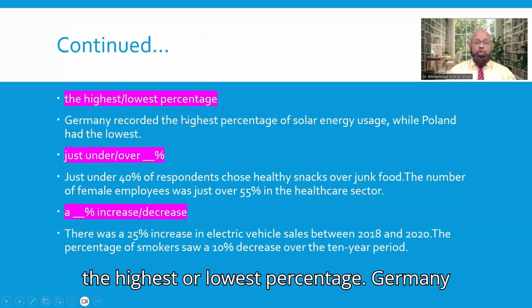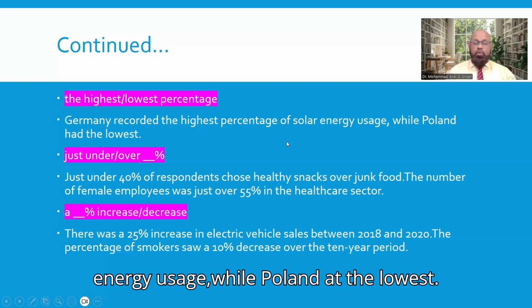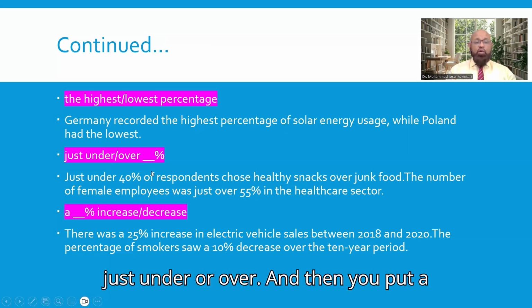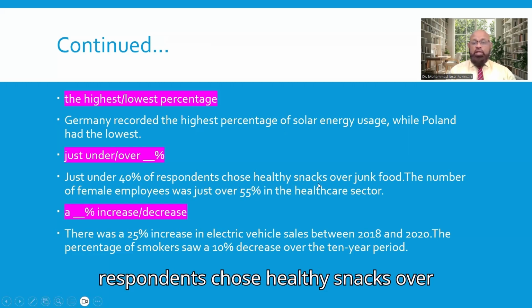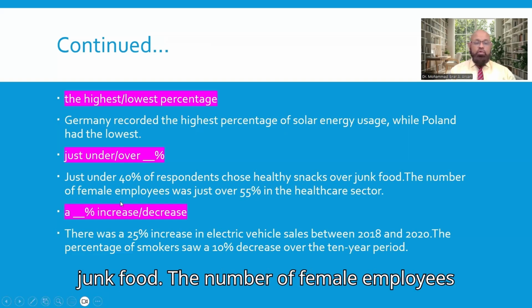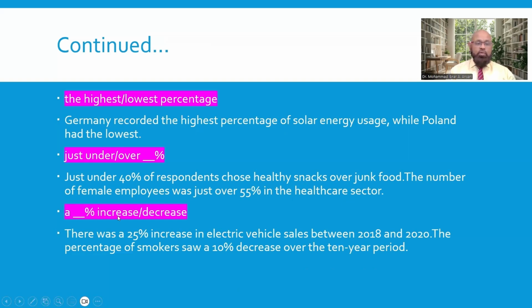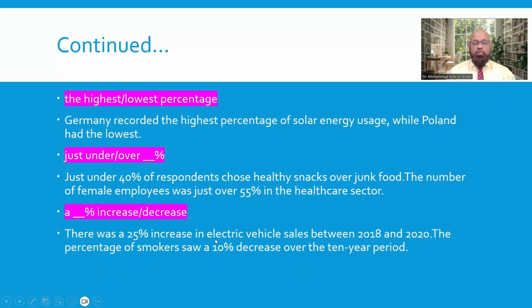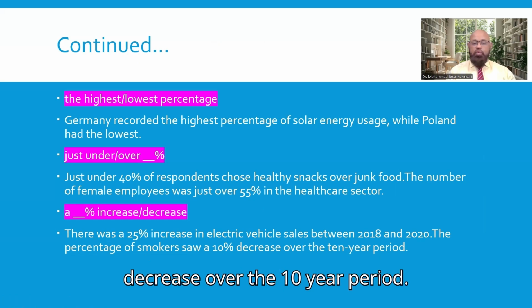Again, the highest or lowest percentage. Germany recorded the highest percentage of solar energy usage, while Poland had the lowest. So, kind of comparison. Just under or over, and then you put a number here. Just under 40% of respondents chose healthy snacks over junk food. The number of female employees was just over 55% in the healthcare sector. A number, percent, and then increase or decrease. There was a 25% increase in electric vehicle sales between 2018 and 2020. The percentage of smokers saw a 10% decrease over the 10-year period.